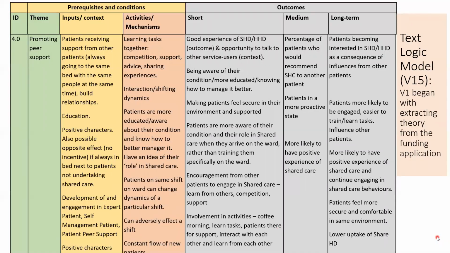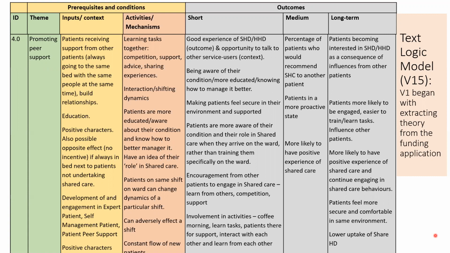So this is an example from the text logic model we started putting together. This is a repository for all of our ideas, thoughts and data as we were developing the theory for the program. The ID for this is 4, the theme is promoting peer support. And so the inputs were patients receiving support from other patients.